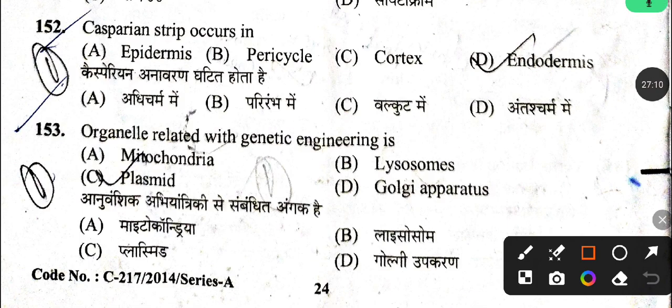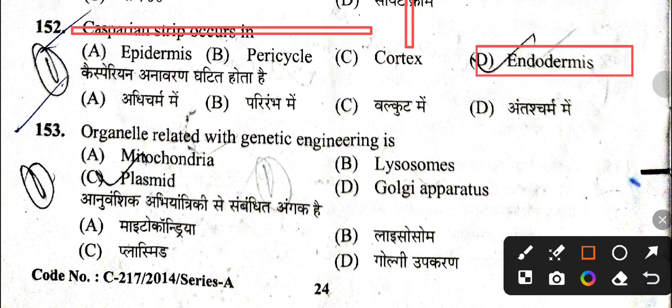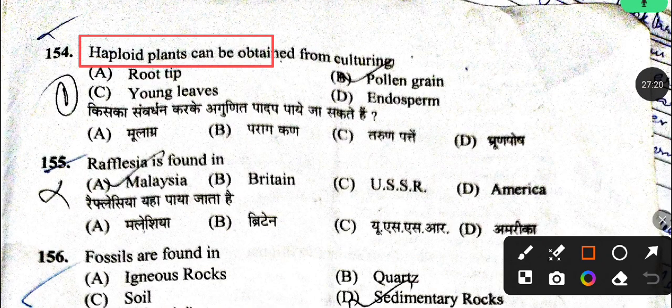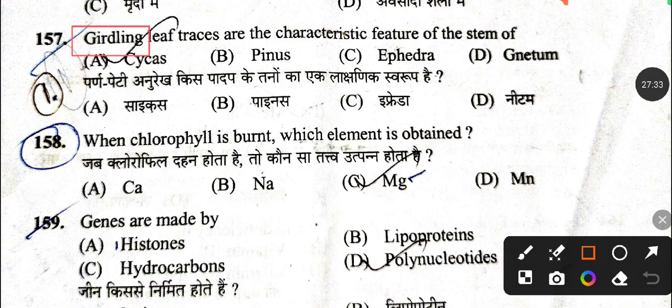Casparian strips occur in the endodermis. Organelle related with genetic engineering is plasmid. Haploid plants can be obtained from culturing pollen grains. Rafflesia is found in Malaysia. Fossils are found in sedimentary rocks. The girdling leaf traces are the characteristic feature of the stem of Cycas plant.